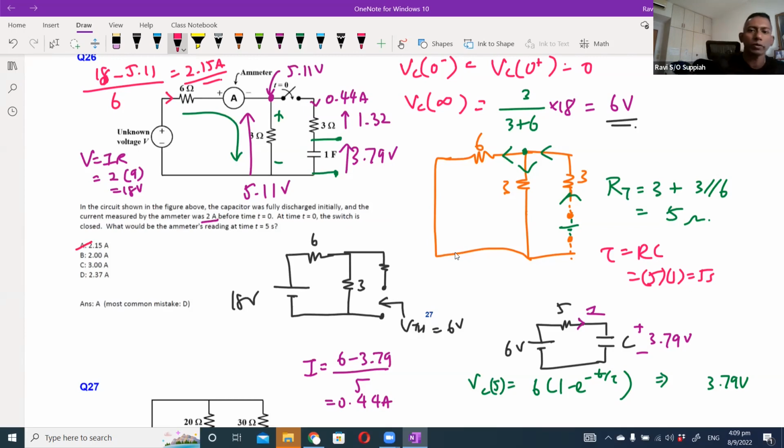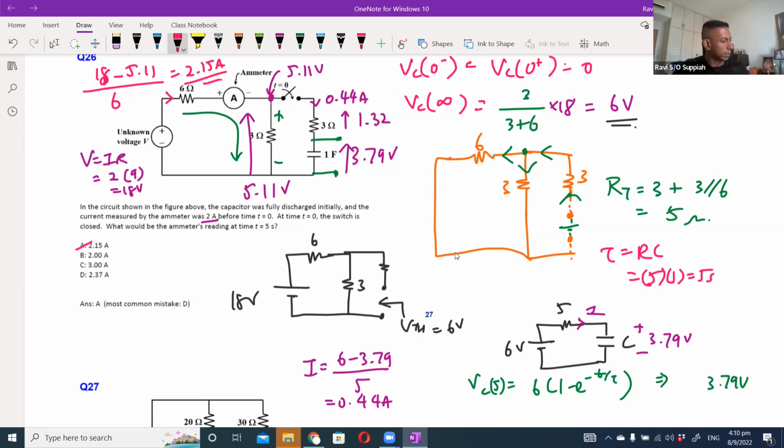So there are quite a few steps in this question, so we need to do it step by step. The first thing is, of course, understanding the circuit behavior before and after, that means at 0 minus, 0 plus, and so on.